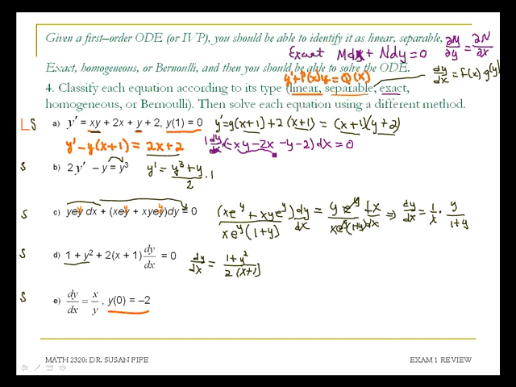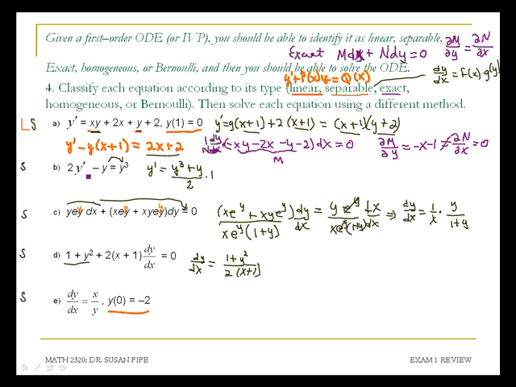Here I'm going to have 1 dy plus this function dx is equal to 0. So my M is here, my N is 1, and I'm testing the partial derivative of M with respect to y, which is negative x minus 1. Partial derivative of N with respect to x is 0, and those are not equal, and so A is not exact.